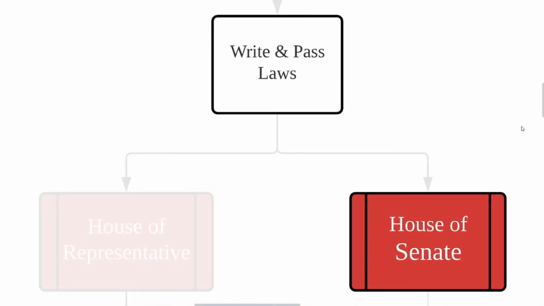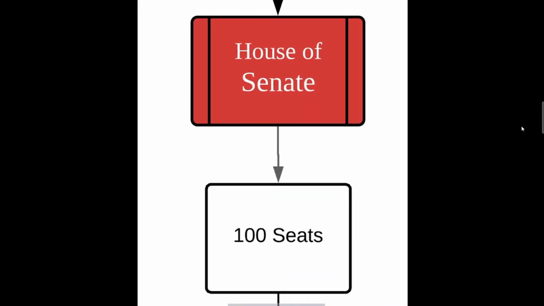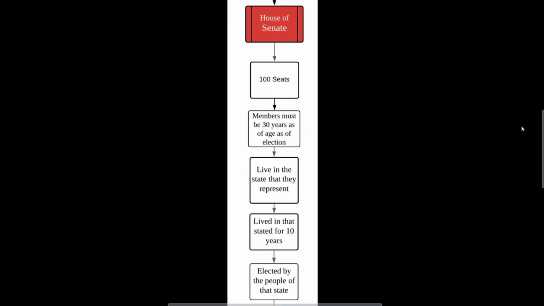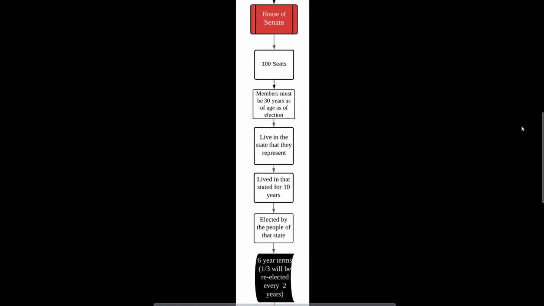The next legislative house is the House of Senate. The House of Senate, on the other hand, will contain 100 seats, and the member must be at least 30 years of age as of election, live in the state that they represent, must have lived there for at least 10 years, and are elected by the people of the state. Members of the Senate will serve 6-year terms, and 1/3 of the Senate will be re-elected every 2 years.